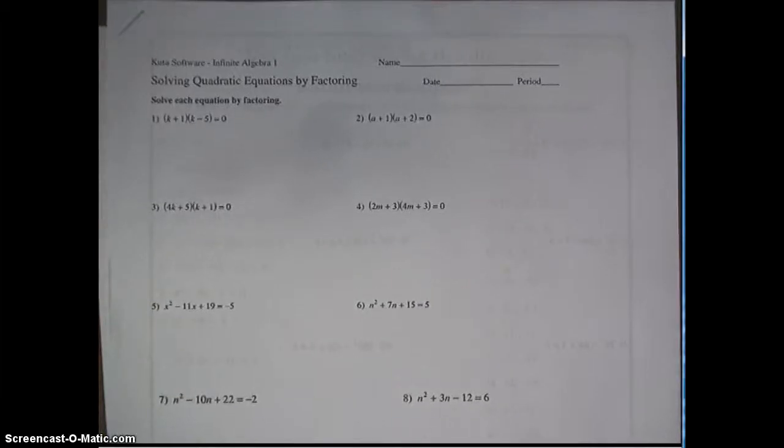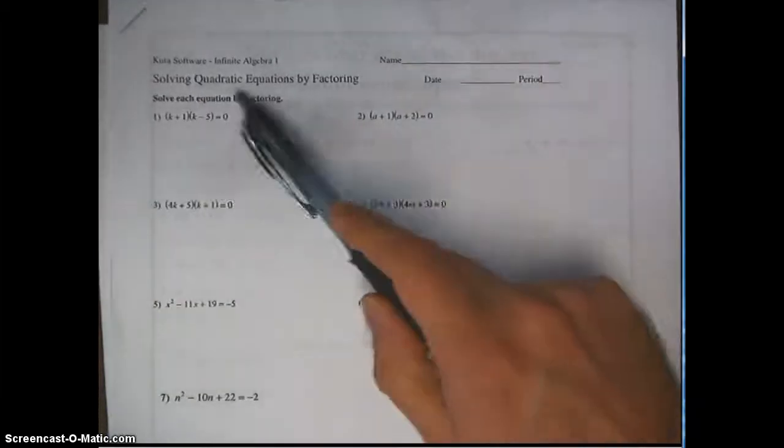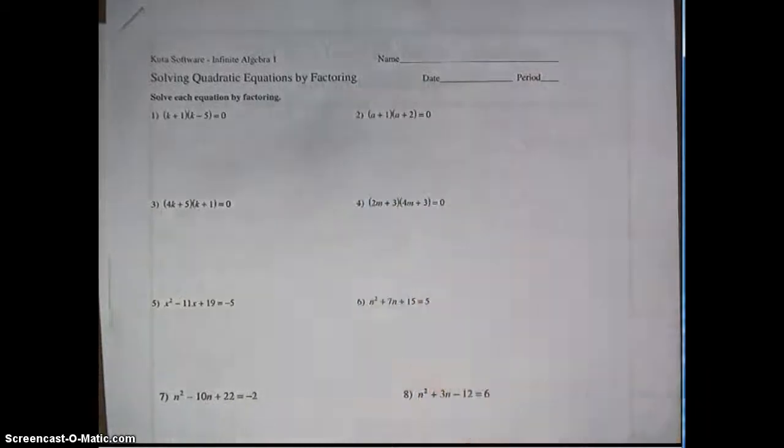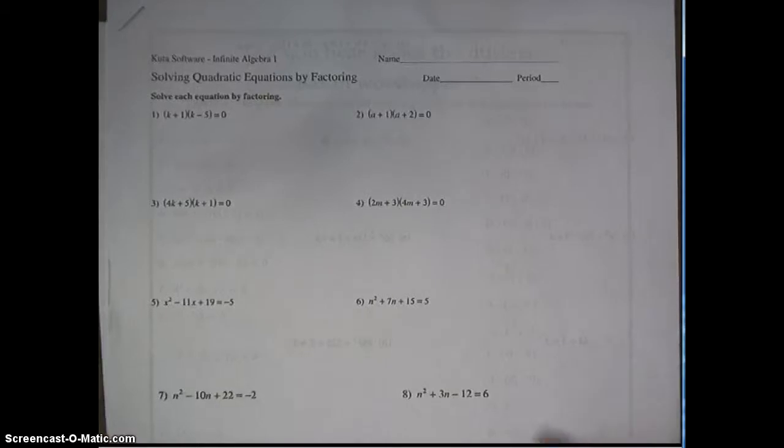This is Mr. Alexander, and I am here today to talk about solving quadratic equations by factoring. This is simply solving for x, getting the x by itself, or the variable of interest, and I'm going to just solve some of these off of the homework we assigned. So I want to start with this problem right here.